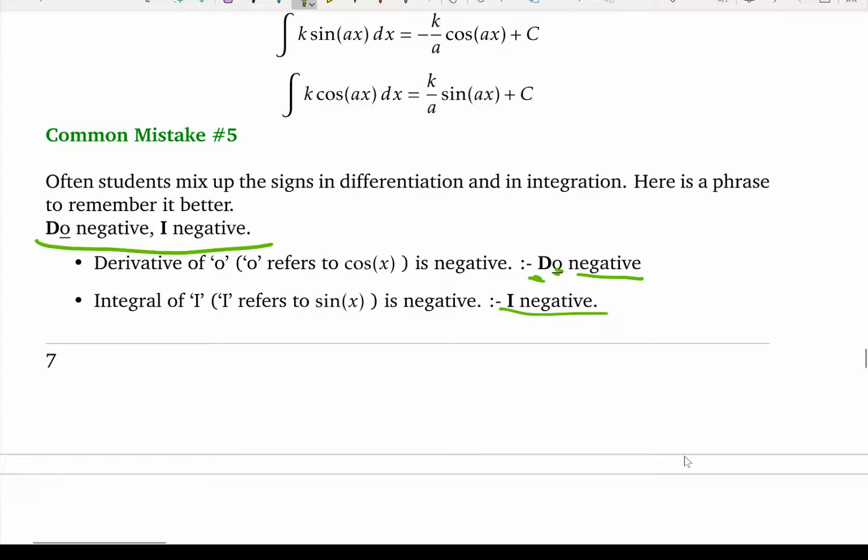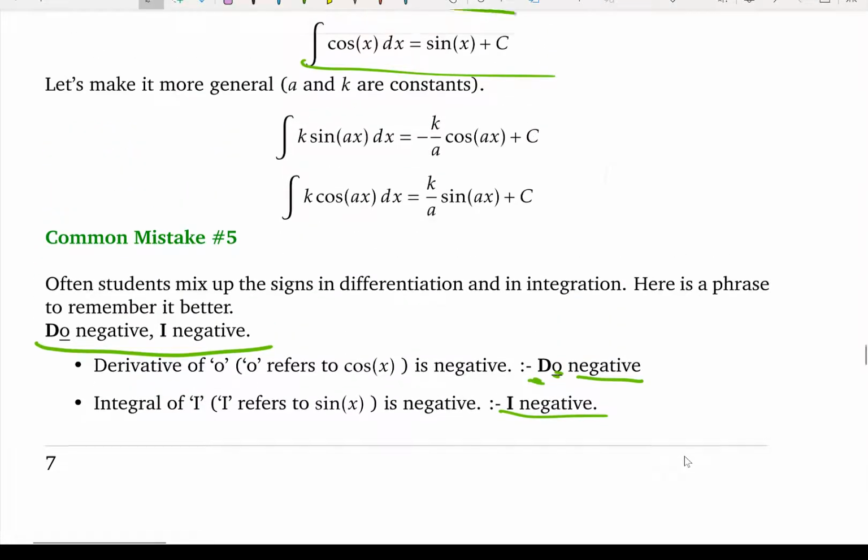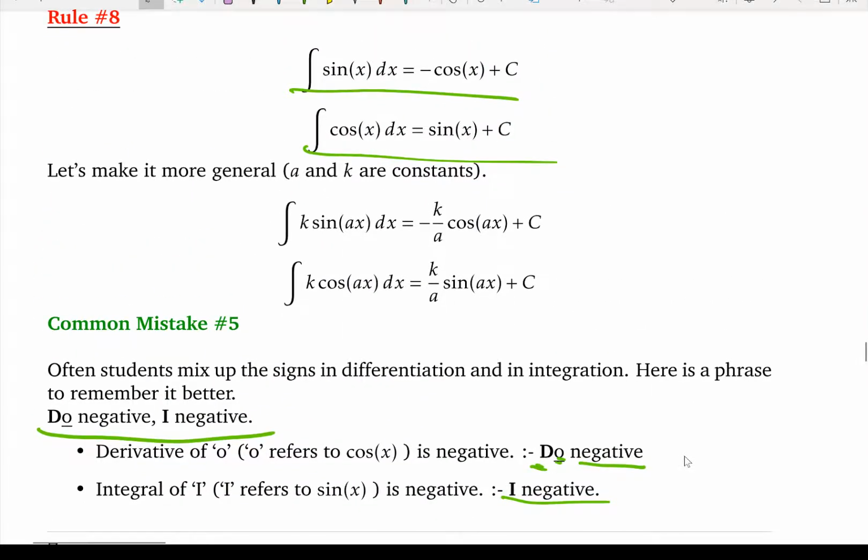I negative, the letter I, you can find it in sine. So if you integrate sine, you get negative cosine. Integrate, I negative. Integrate sine, you get negative. Differentiate, O: differentiate cosine, you get negative. Okay, so that's one way to remember it. Hopefully that helps.